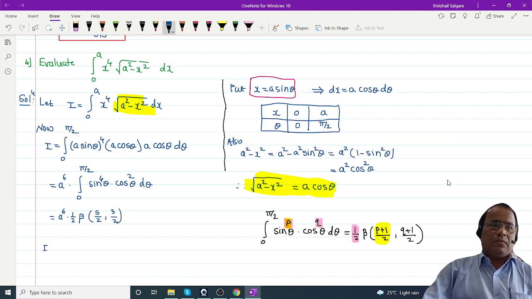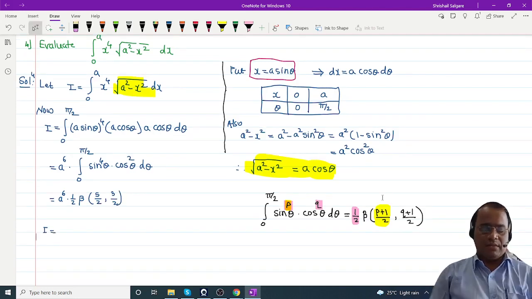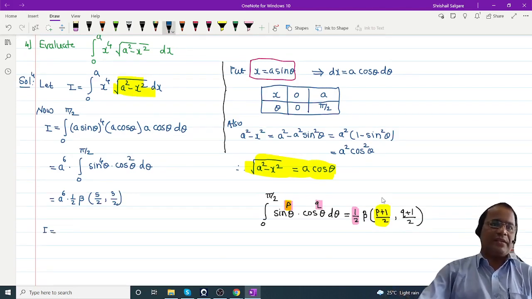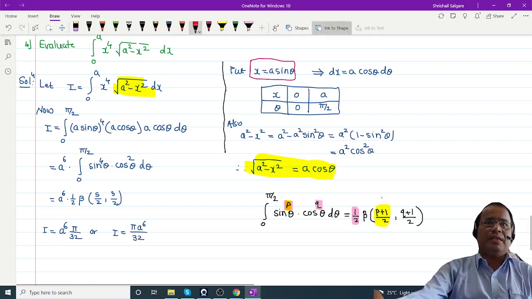Now I write the final answer directly. I will wait. Yes, once again you can repeat what is the answer. A raised to 6 pi by 32. Yes, 32. Or the same thing can be written as pi into a raised to 6 divided by 32. That is the final answer.